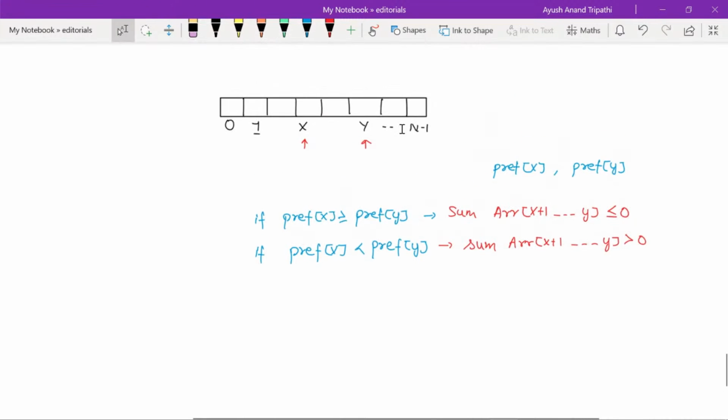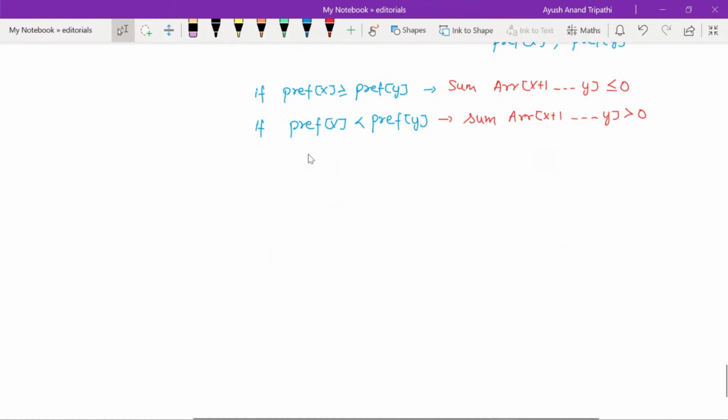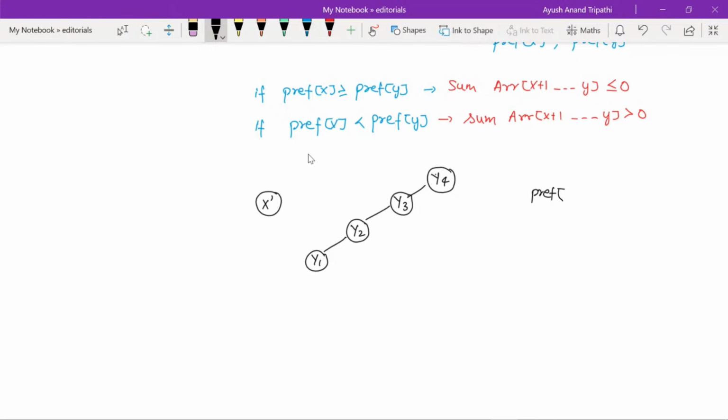So we'll start from right to left, and we'll store the elements in increasing order. So let's say we have the index y1, then y2, then y3, and maybe y4. And what if I get an element x, let's say x dash, and for this index I want to find the answer, and assuming that prefix of x dash is greater than, so we'll store the elements in strictly increasing order. So let me write it here.